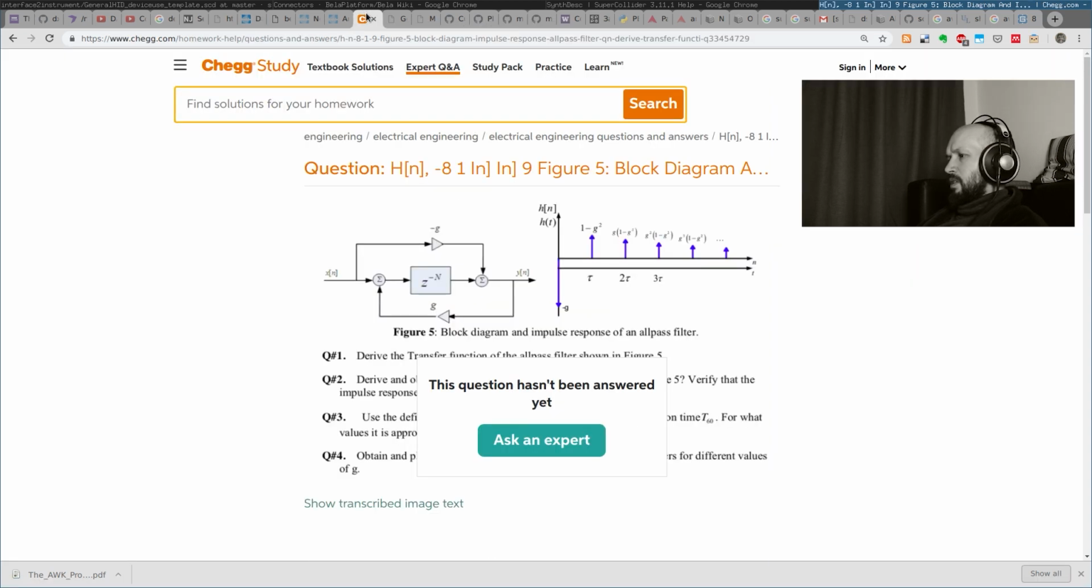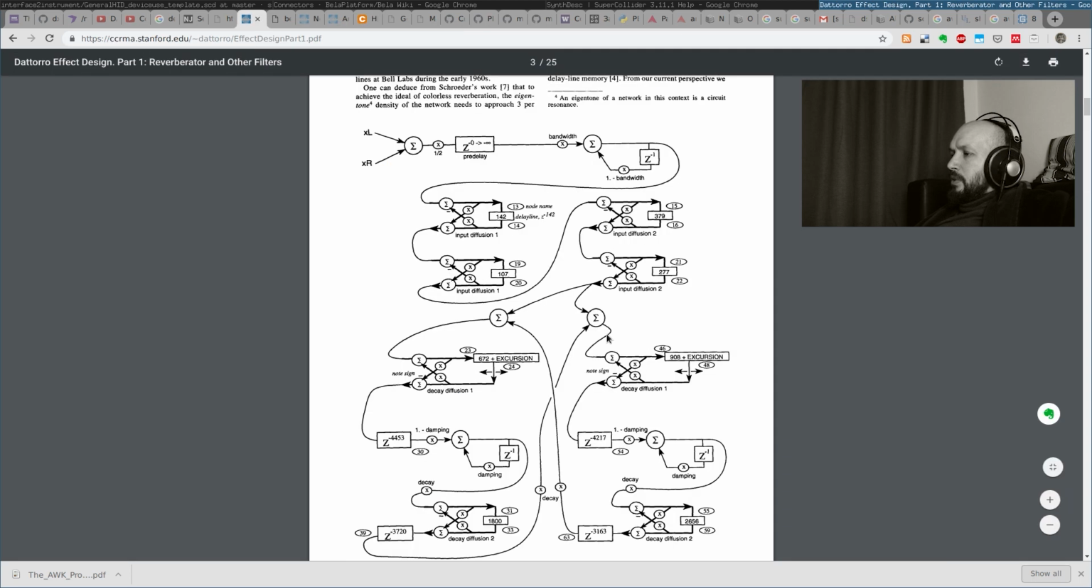And what is that? Let's take a look at the block diagram. This G parameter. If I have 2 identical input diffusion parameters, the actual feedback here will be different.